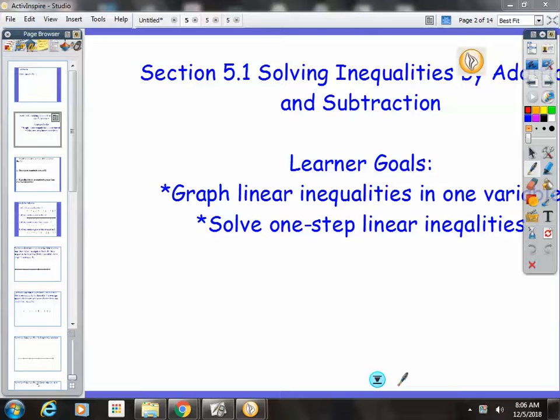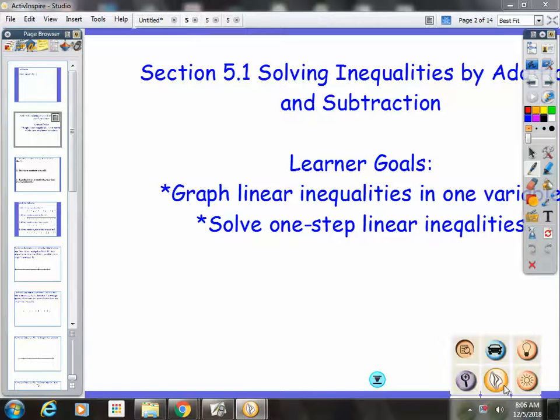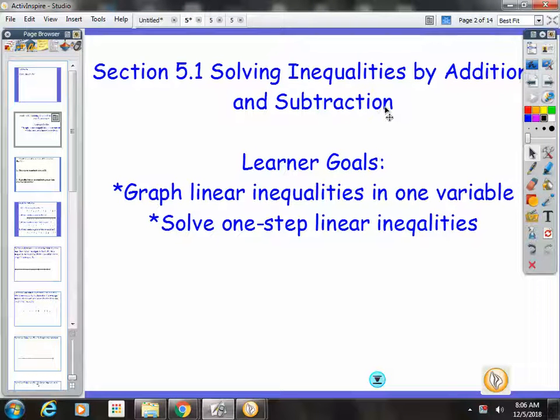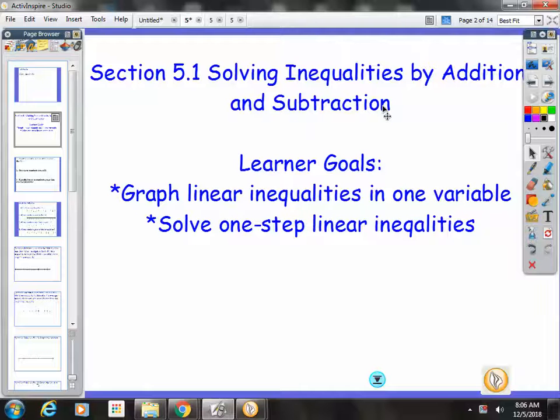This is section 5.1. We are solving inequalities. And today we're using addition and subtraction to solve our inequalities. So, can you guys solve an equation? And you can totally handle inequalities. Okay? Solving an inequality is very similar to solving an equation. We're going to add and subtract today to solve to get the variable by itself.